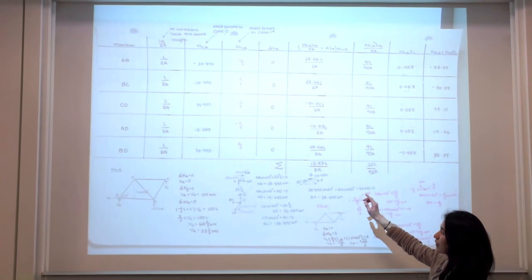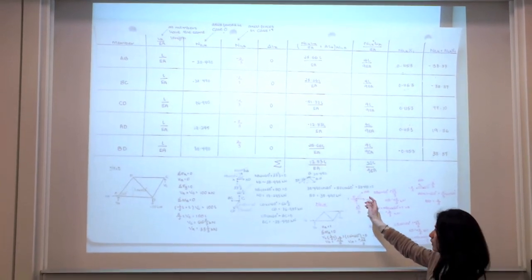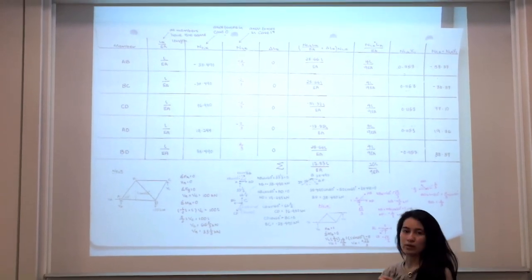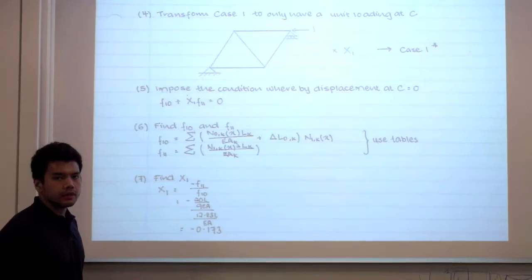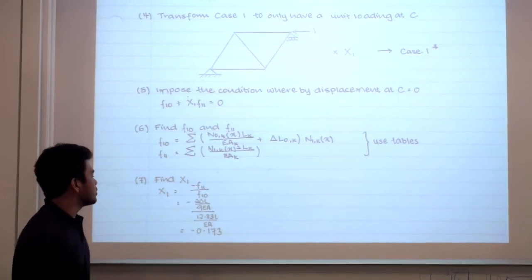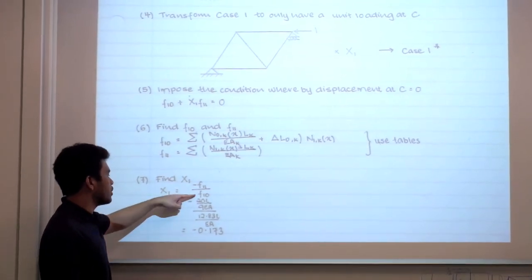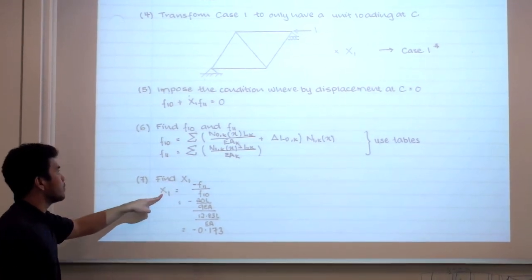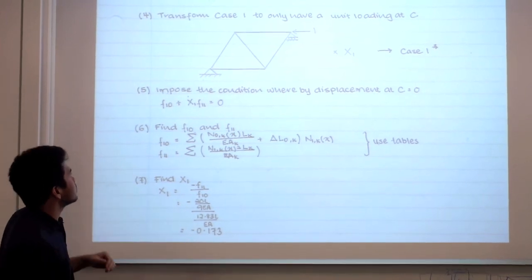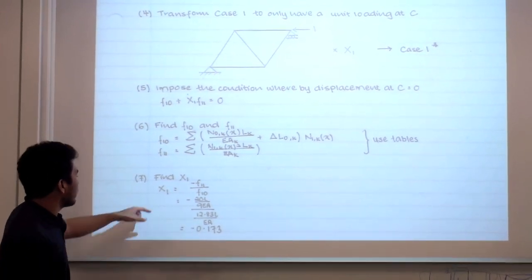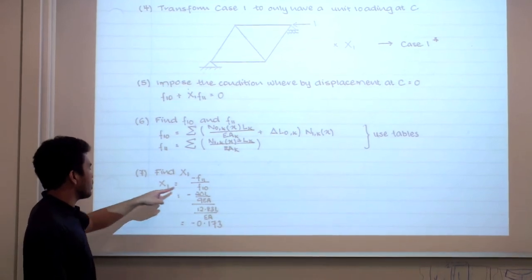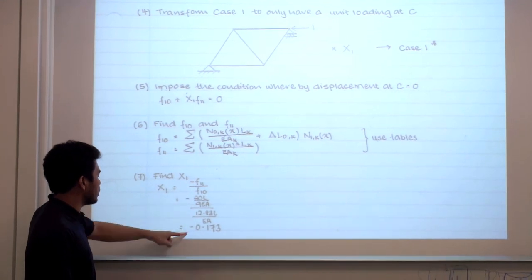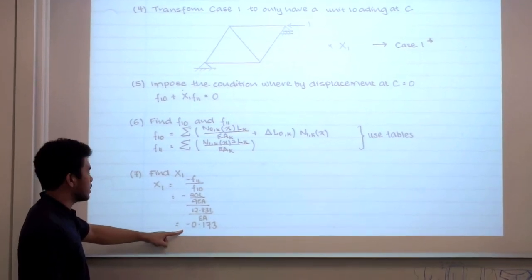After finding F10 and F11, we can find X1, which is negative F11 over F10. After finding the displacements, represented by F10 and F11, we can find X1, which is the force in the horizontal direction at C. To find X1, we divide minus F11 by F10, and we get this value here as the value for X1.